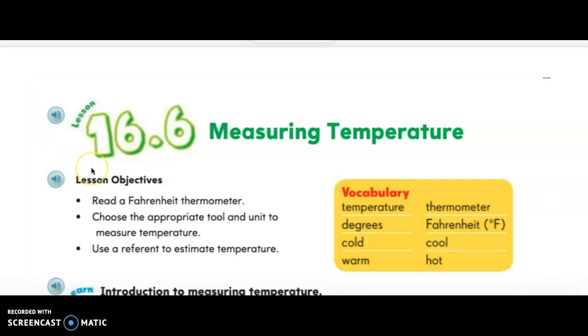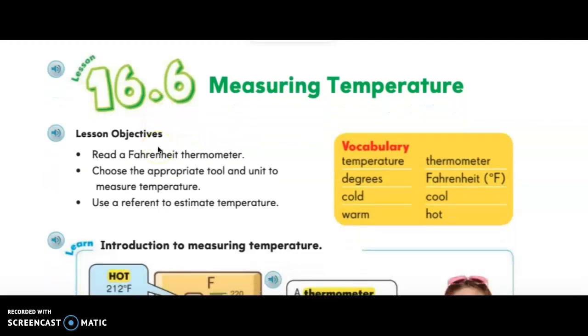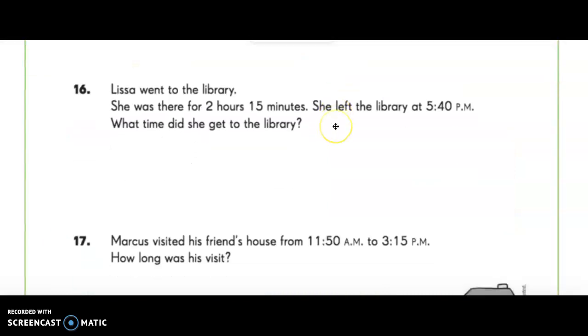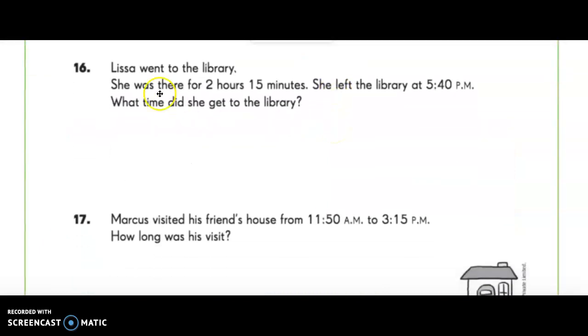So we are finally moving past elapsed time and to a little temperature stuff. So we'll be doing 16.6. We will be learning how to read a thermometer and estimate different temperatures. So here's the vocab that we will be focusing on. But before we get to that, let's take a look at our workbook pages from yesterday.